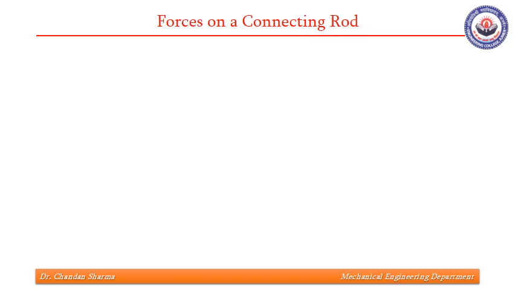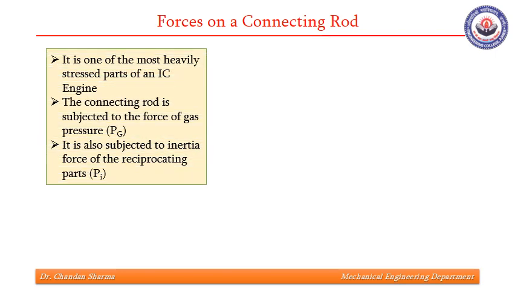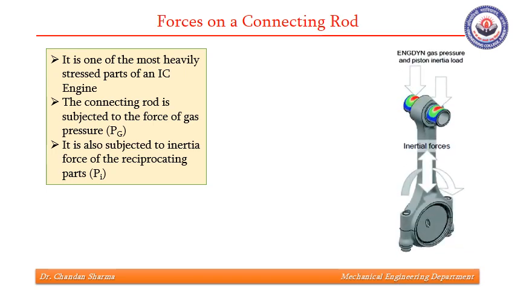Now, to be able to design a connecting rod, we must know what are the forces that act upon a connecting rod. Connecting rod is one of the most heavily stressed parts of an IC engine. It is subjected to the force of gas pressure, which is applied over here, and inertia forces of the reciprocating parts, Pi. These are given by these formulas.